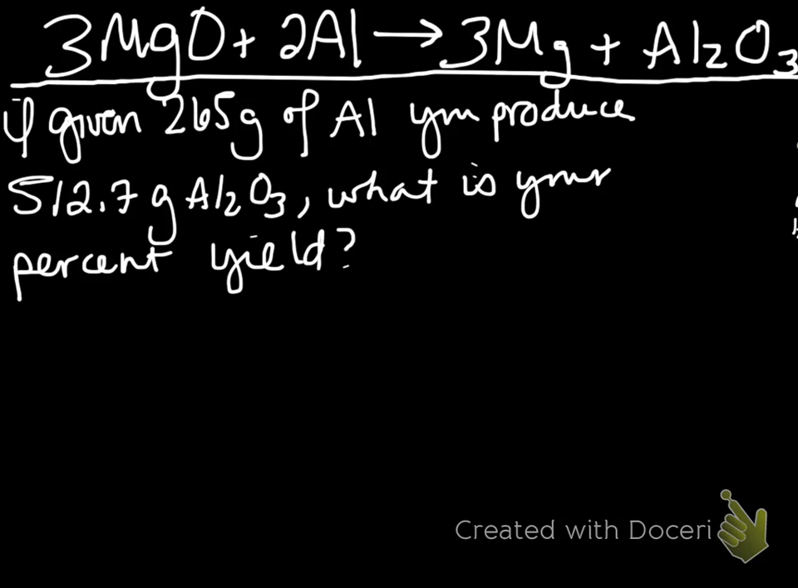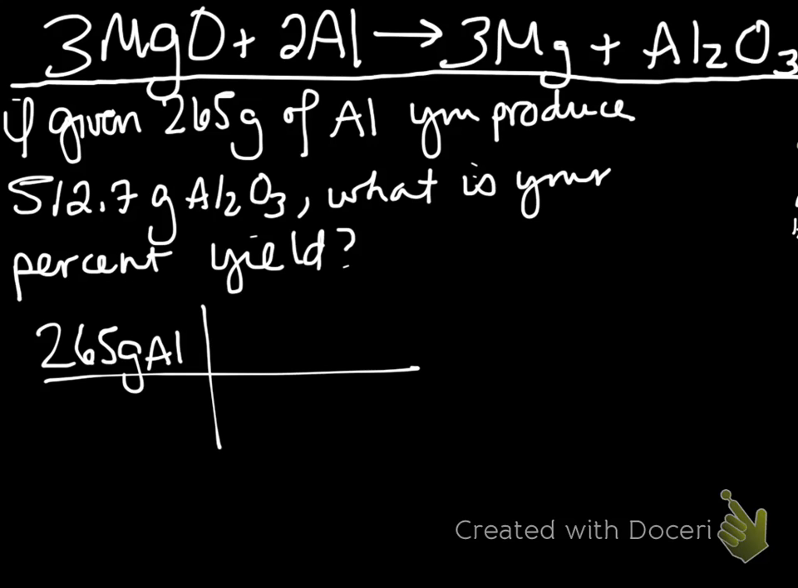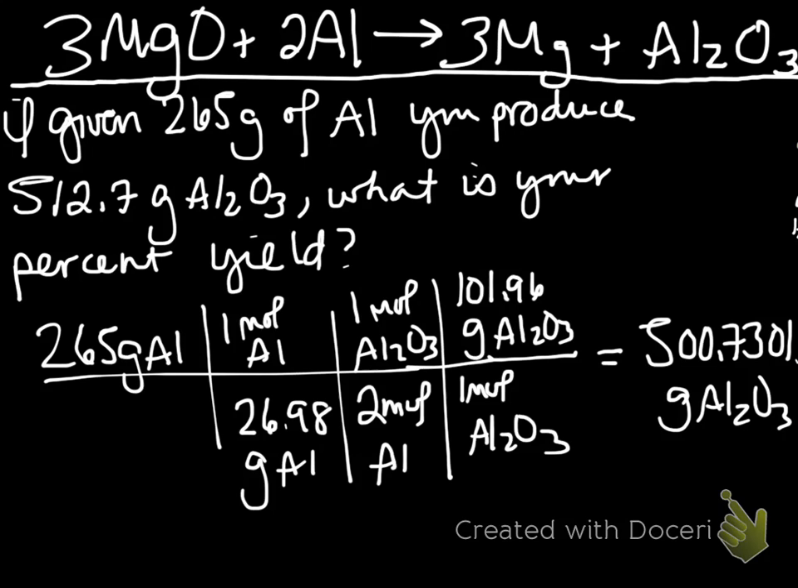Okay, so you've got the same equation. We're still working with 265 grams of aluminum. But now we're looking at aluminum oxide as a product. And it's the same exact situation. We set up a factor label going from the mass of our given to the mass that we should be able to produce of the aluminum oxide. Okay, so we're back in that situation, aren't we?